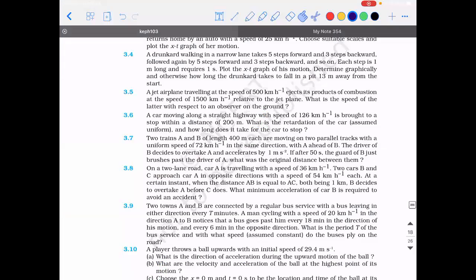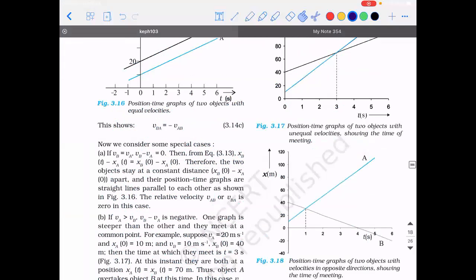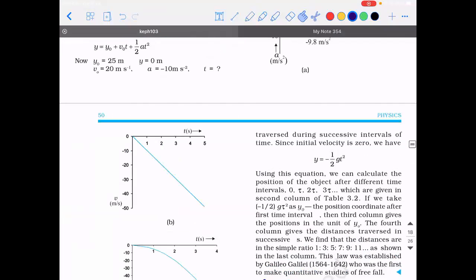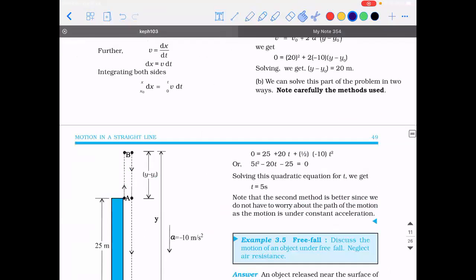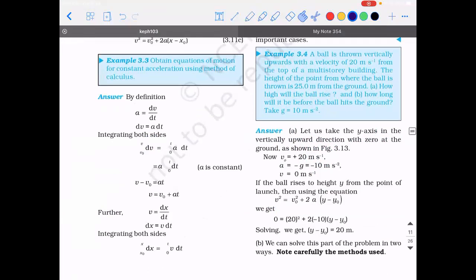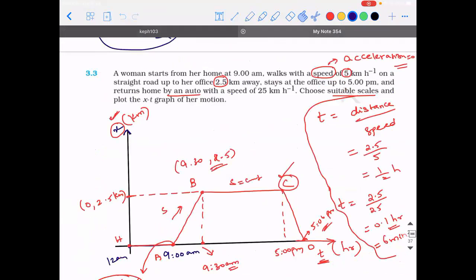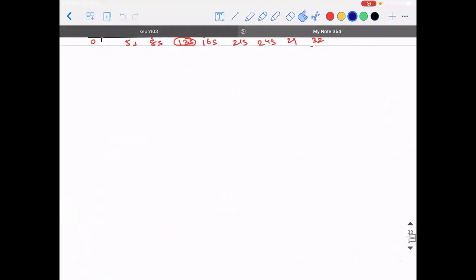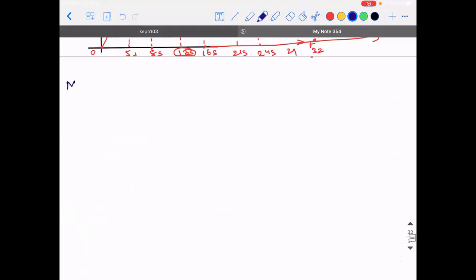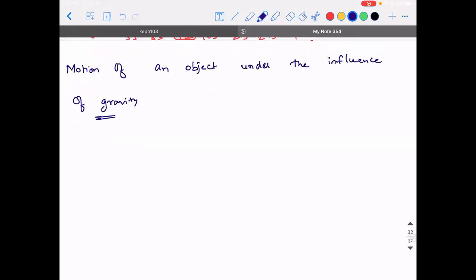So we will be discussing another concept, that is motion of an object under the influence of gravity. So please write it down. The next heading is motion of an object under the influence of gravity. Okay.